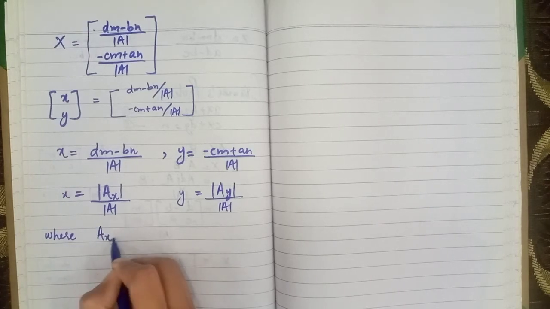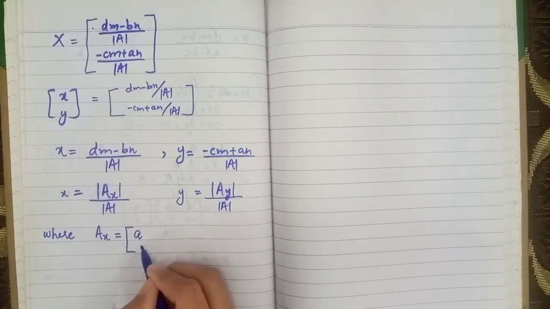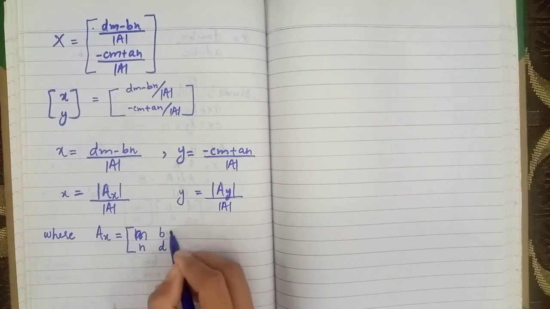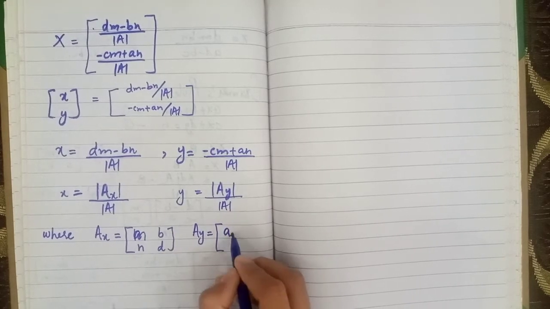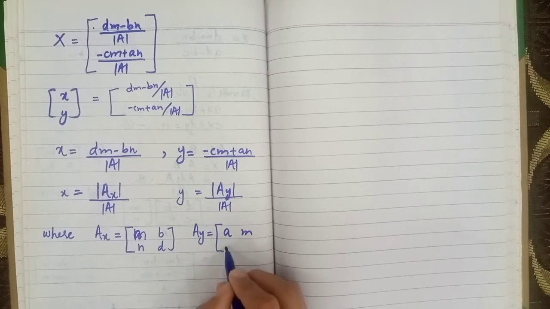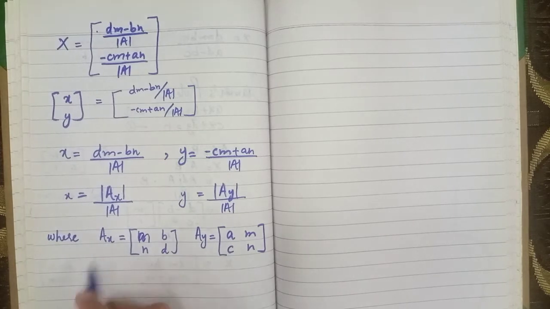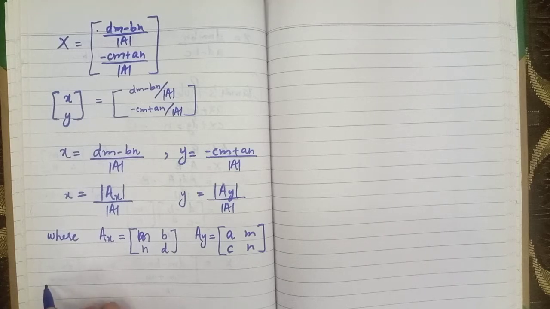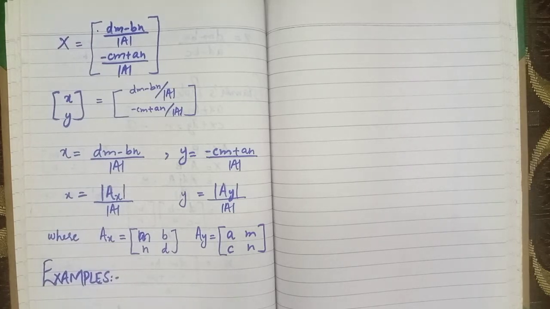Where Ax is equal to which matrix? m, n, b, d. And Ay equals what? a, m, c, n. Okay, so this is all done for Cramer's rule. Now we will move towards the example, to sort out what we have done.